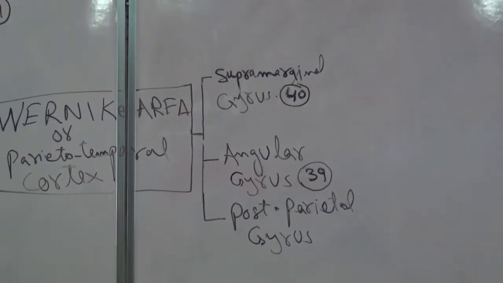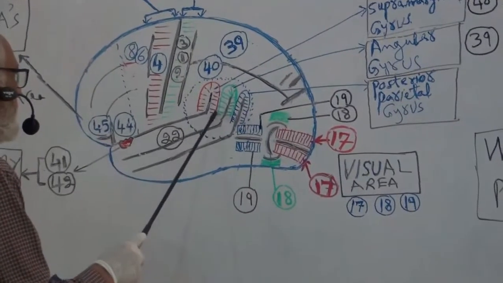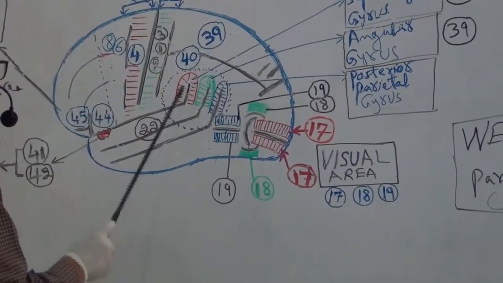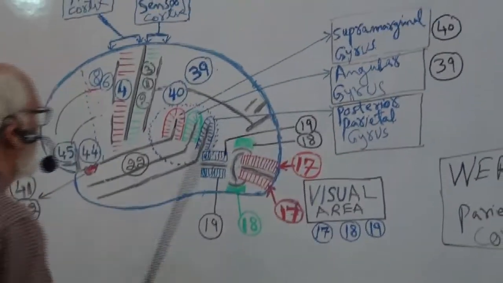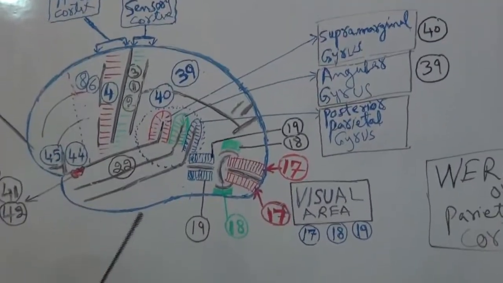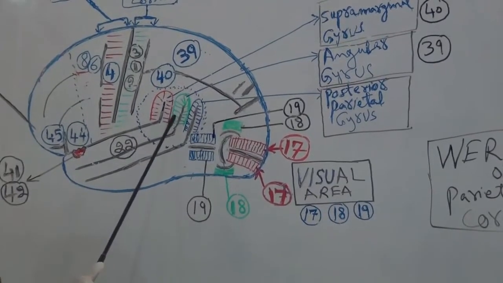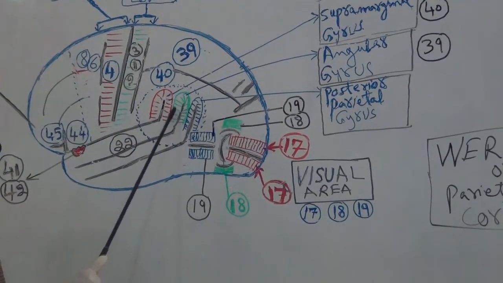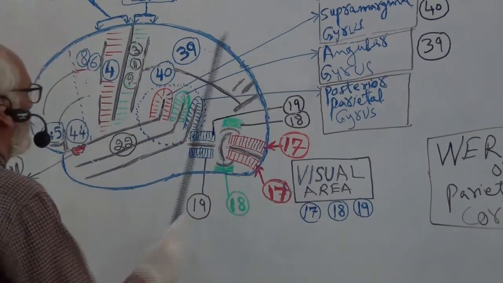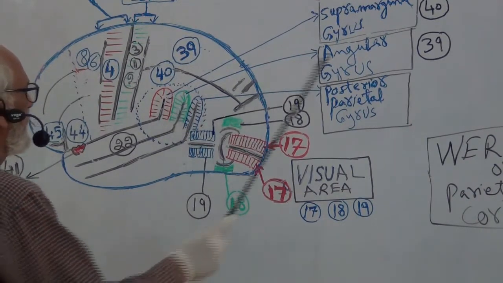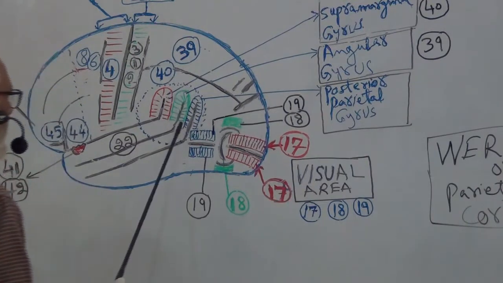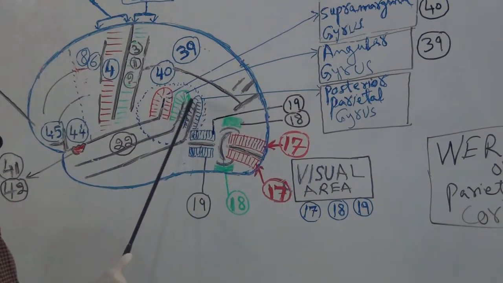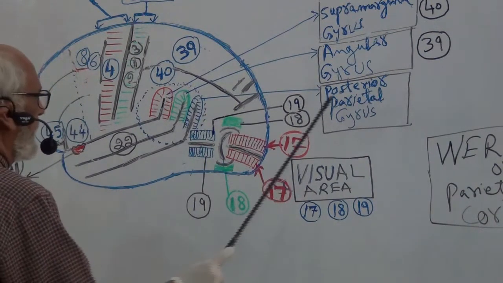Now you can see in this diagram the supramarginal gyrus in the lower part of the inferior parietal lobule. It is area number 40. Area 13 and 40 extend to here. Then the supramarginal gyrus, this one, the angular gyrus. It is area number 39 in the posterior parietal lobule. This one, posterior parietal lobule.